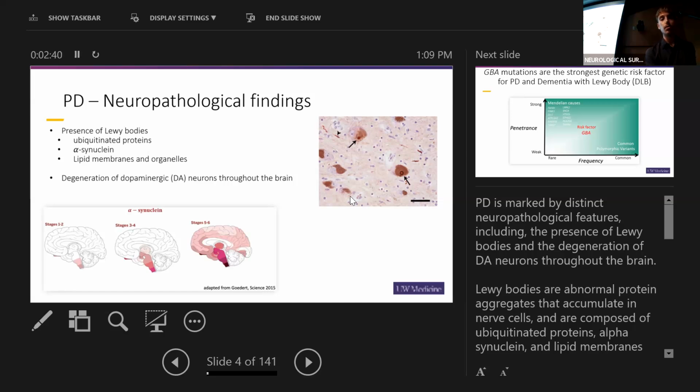The figure down below shows something that is very important for understanding what I'm going to be talking about. The clinical progression of Parkinson's disease correlates with the stereotypic spreading of Lewy bodies throughout the brain, and the spread of this protein correlates with clinical progression. And on the right, you can see an image of a Lewy body.